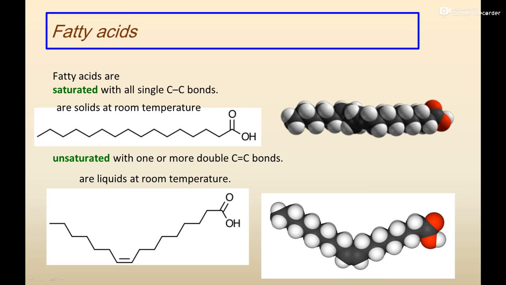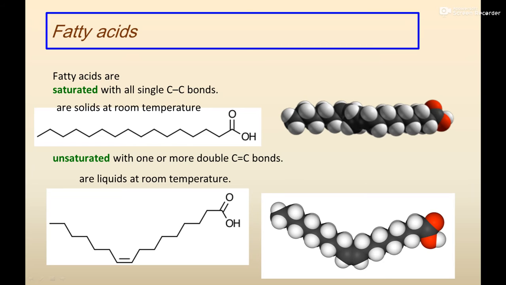As we have already discussed all these things in alkanes, alkenes and alkynes, it is the same case with alkanes, which are saturated hydrocarbons. So fatty acids are also saturated, containing single bonds, and they are solid at room temperature. Now you can see the structure of the fatty acid.